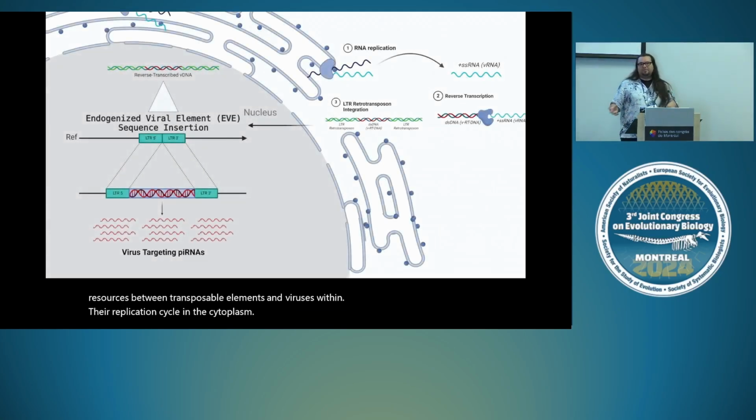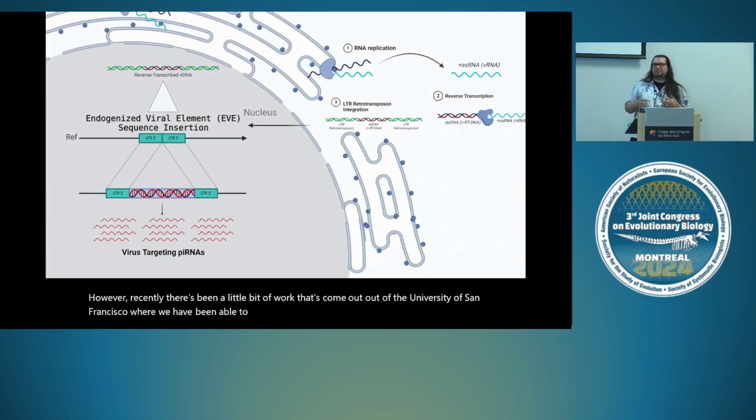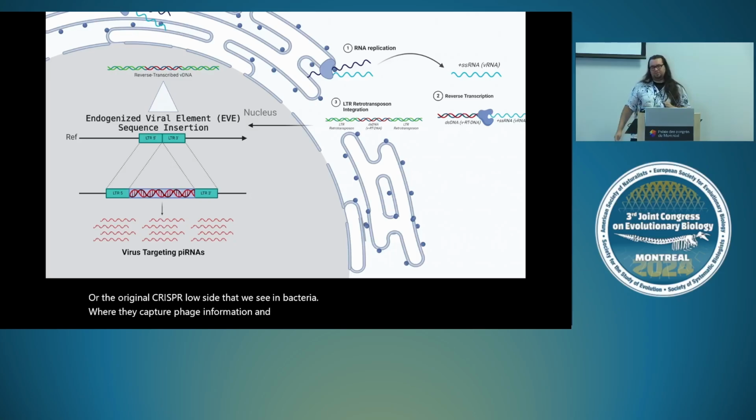However, recently there's been a little bit of work that's come out of the University of San Francisco where we have been able to see that these mosquitoes have been able to co-opt long terminal repeat retrotransposons, or LTRs, in order to capture viral information and integrate it into loci within their genome. This is very similar to the original CRISPR loci that we see in bacteria, where they capture phage information and integrate it into spacers.